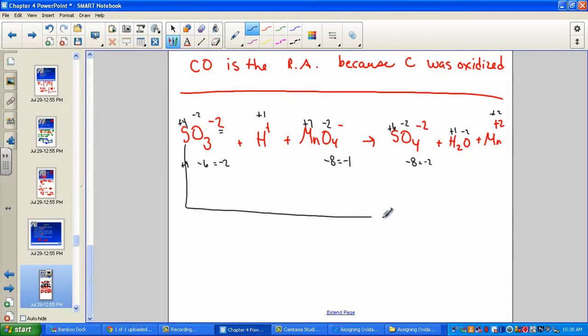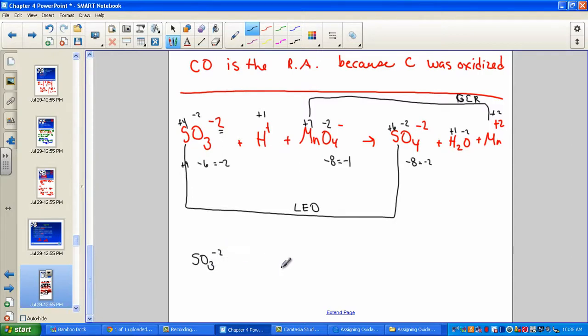Here, sulfur was a +4. It increased on the number line to a +6. It was oxidized. Losing electrons makes you become more positive. Here's the manganese. Started at a +7, went to a +2. It was reduced. There's the GER part of our half reaction. Gaining electrons is reduction. So let's identify.